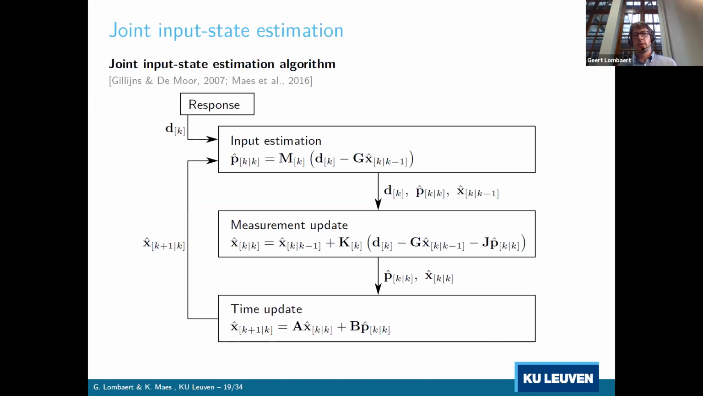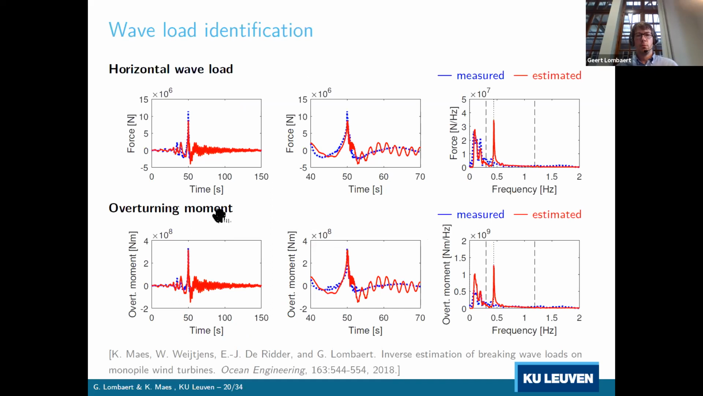So here, in addition to the state, we also estimate the input. We compare the initial estimate of the state with the data to estimate the input, and then with the initial estimate, the input and the data, we also update the state. Again, what you can see are full time records of the horizontal wave load as well as the overturning moment, and a comparison of the measured and the estimated quantity.